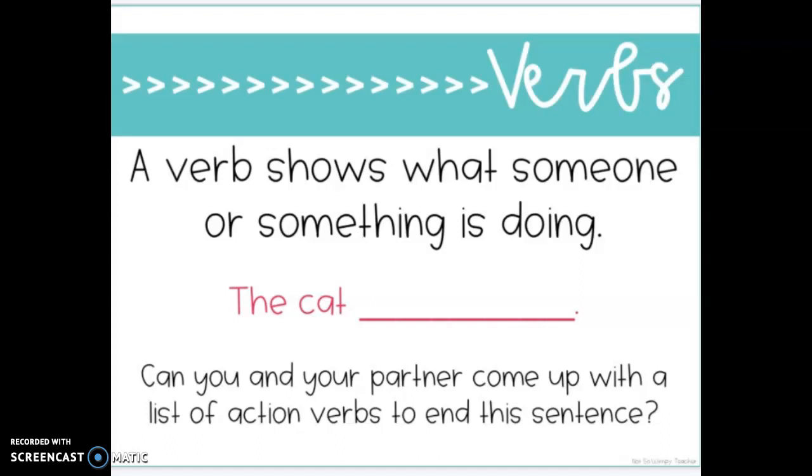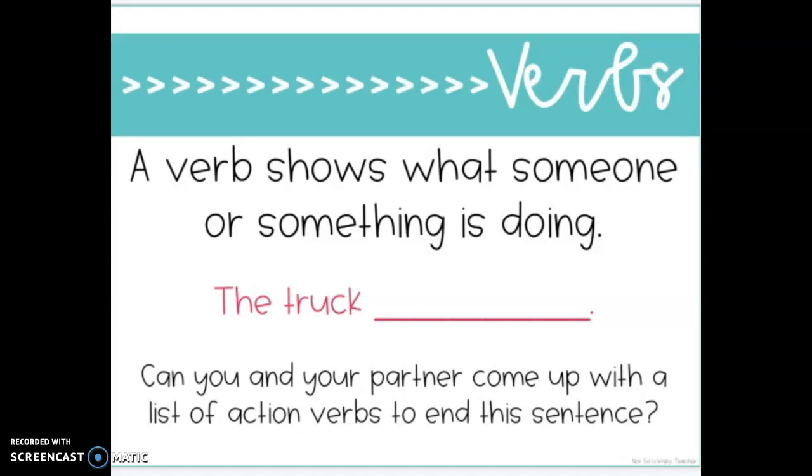A verb shows what someone or something is doing. Remember, all sentences need to have a noun, and then the second part of a sentence is the noun needs to do something. So here we have the cat blank. Can you think about some things the cat could do? If you thought something like, the cat scratched the wall. Ugh, bad cats, but scratched would be your verb because it is physically what the cat is doing.